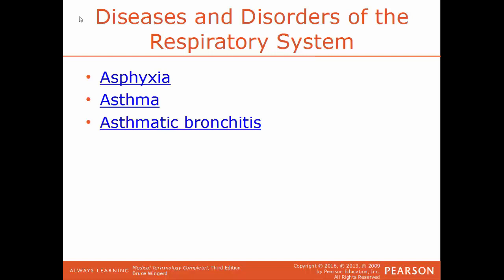So this is an inflammatory airway condition. It's usually caused by a bacterial or a viral infection. But you have to have asthma first as an underlying condition, and then if you get bronchitis on top of that, then it's classified as asthmatic bronchitis.